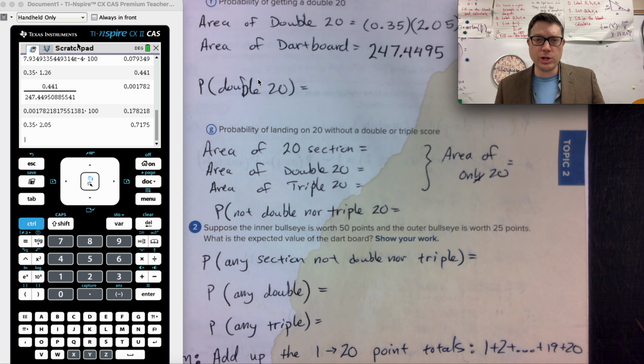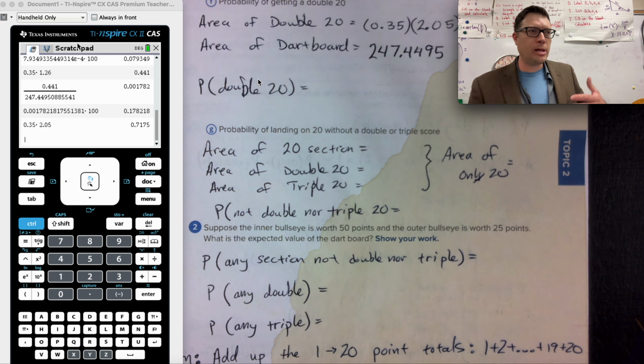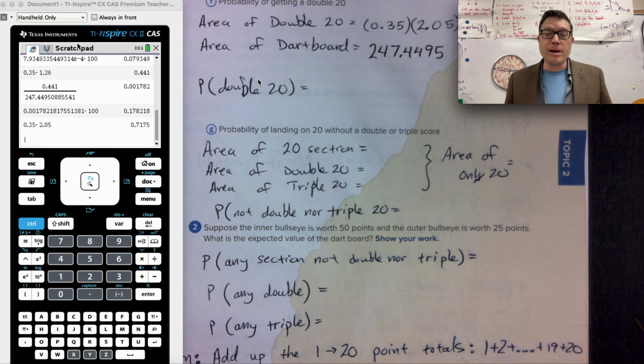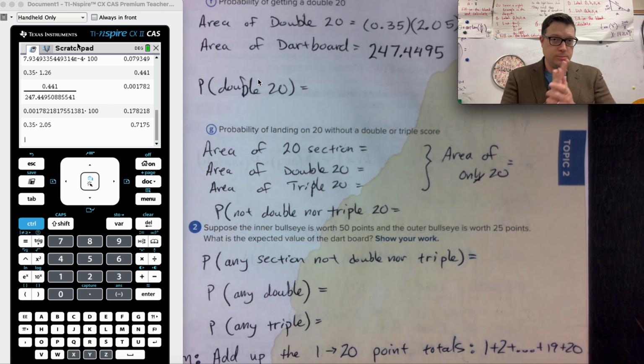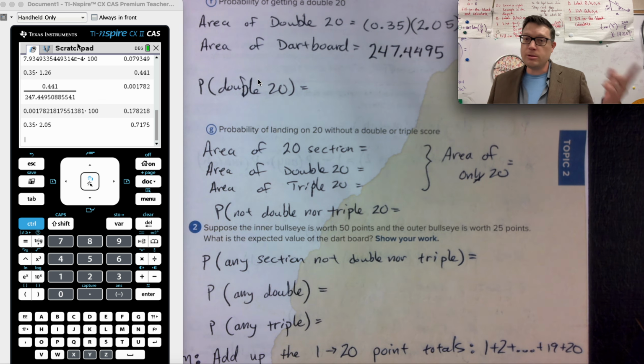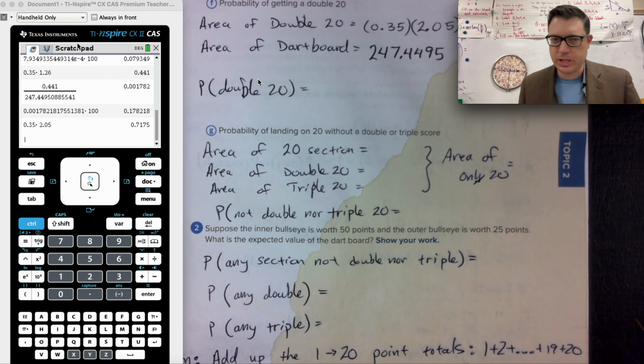Do I need to show you how to calculate that? I did already a couple of times. Why don't you pause the video, skip forward, see if you can write the probability of landing in double 20 based on the information that I've helped you see right now. Okay, so pause, skip. For those of you still here, thank you for being here. Wish you would have paused and skipped forward. Or you're coming back to watch it again, and that's very smart of you.